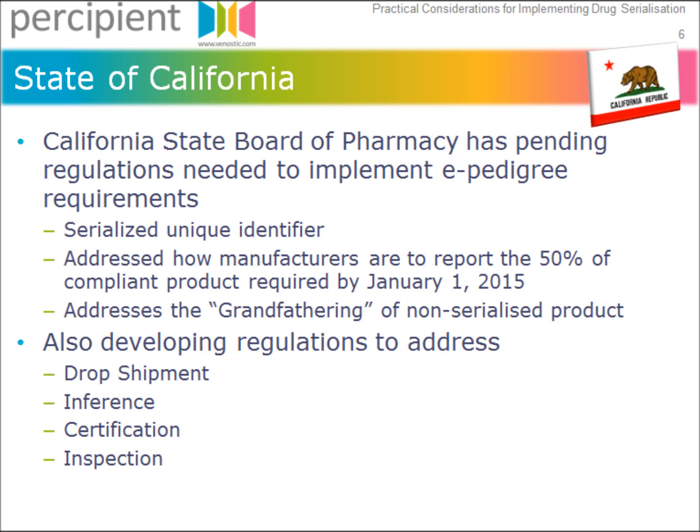And the current regulation also addresses the issue of grandfathering, which is essentially non-serialized product that you would already have in the supply chain when the regulation comes into effect. That's not a problem, but you do need to be able to report on that.